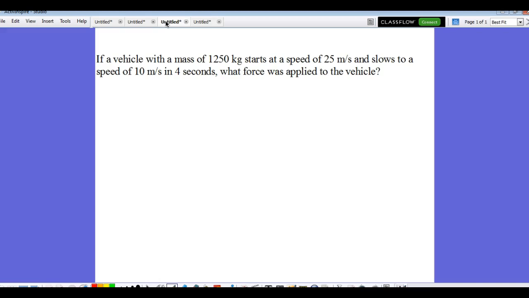But whenever you see something like this, you know you have a mass. You know it starts at a speed, so we know we have a velocity initial, and it slows to a speed, so we know we have velocity final, and the mass, right, and then we have a time, 4 seconds. So we got what force? We also have that, but we don't know what that is. So we have force, we have time, velocity final, and velocity initial.